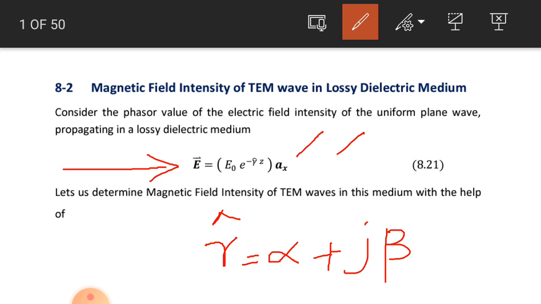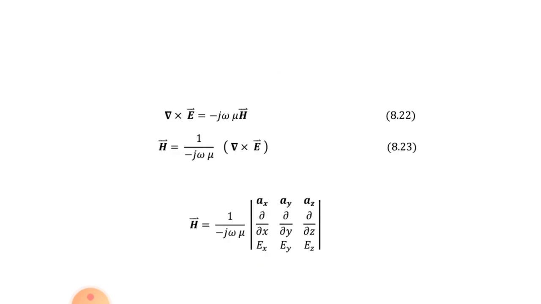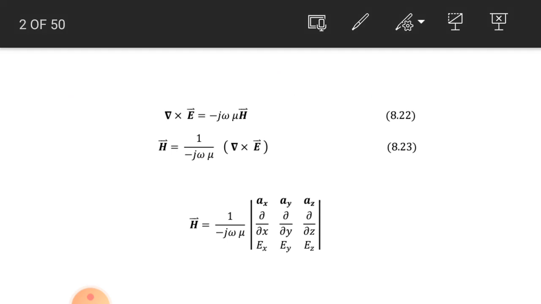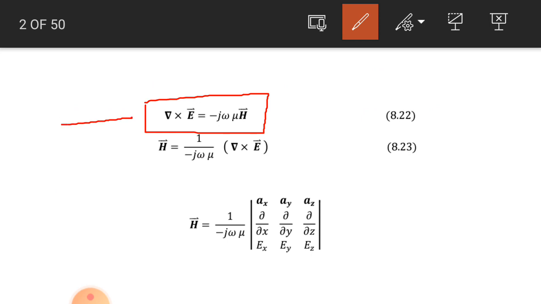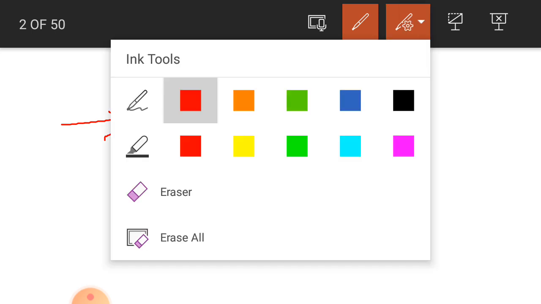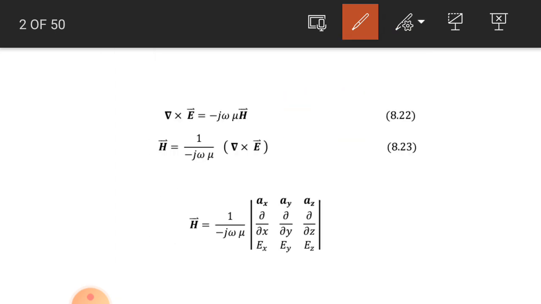Anyhow, we want to find out the magnetic field intensity of the transverse electromagnetic wave in a lossy dielectric medium. So we consider this equation of Maxwell. According to this equation of Maxwell, the curl of the electric field intensity is equal to minus j omega mu H. And we can find out the magnetic field intensity from this equation number 22. The magnetic field intensity will be equal to 1 over minus j omega mu into the curl of the electric field intensity. So the quantity in the bracket is known as the curl of the electric field intensity, and we calculate the curl of the electric field intensity with the help of this determinant.